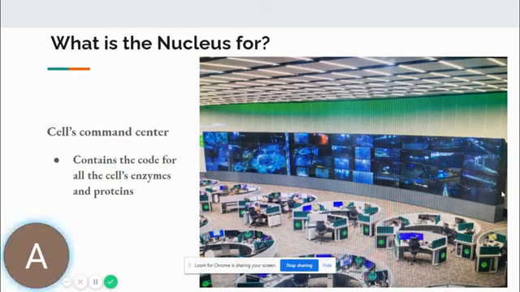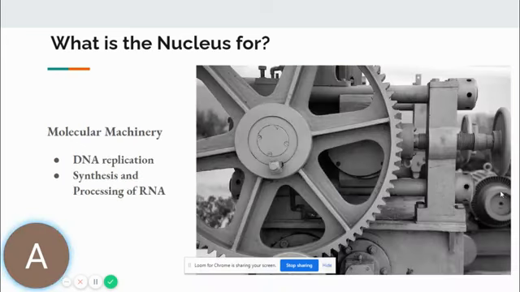So the nucleus is the command center, di ba? It's like an army base, no? Parang army base. The army base has a command center where all the outgoing instructions and incoming information are consolidated and processed. So, parang ganun din sa nucleus, no? It also contains the molecular machinery for DNA replication, synthesis, and processing of RNA.